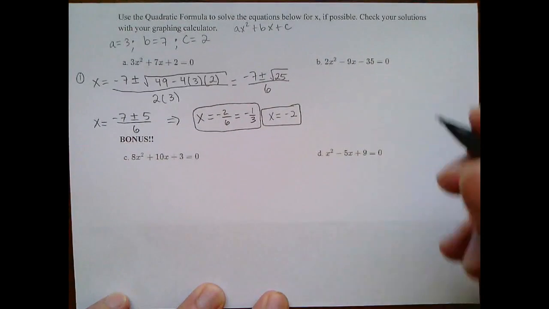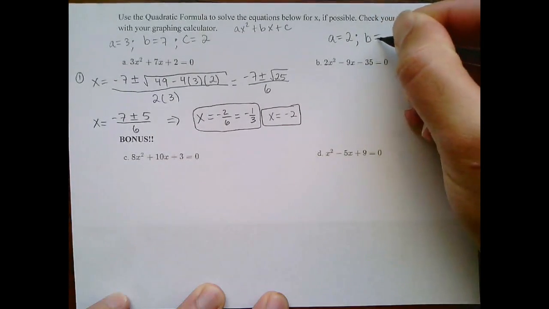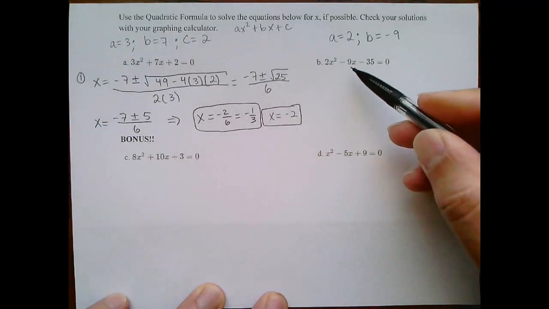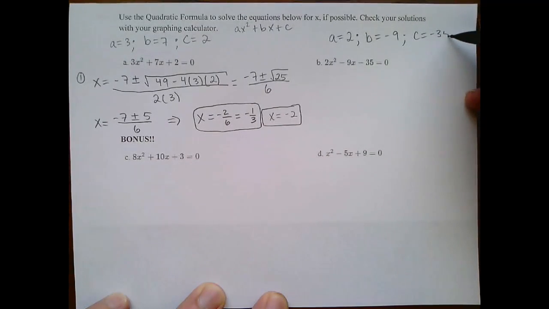What's the a value in b? Well, the a value would be 2. What's the b value? The b value would be -9. Please don't forget the negative. A lot of people forget about it. And then how about c? C would have to be -35.